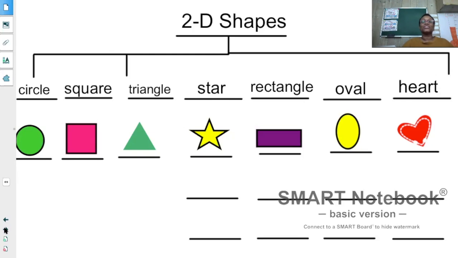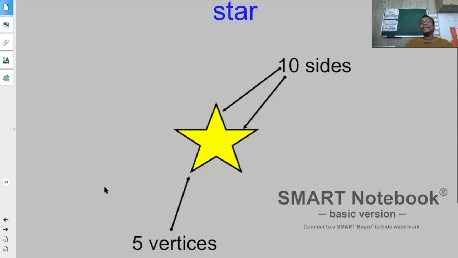Okay, so looking at star. And again, anytime that you need to stop and pause the video to write something down or to catch up, please do that. So remember we talked about shapes having different features. One of those features are the sides or the edges. And so here for our star, our 5-pointed star, if we count the number of sides it has, you'll see that it has 10 sides. So on a 5-pointed star, it has 10 sides.